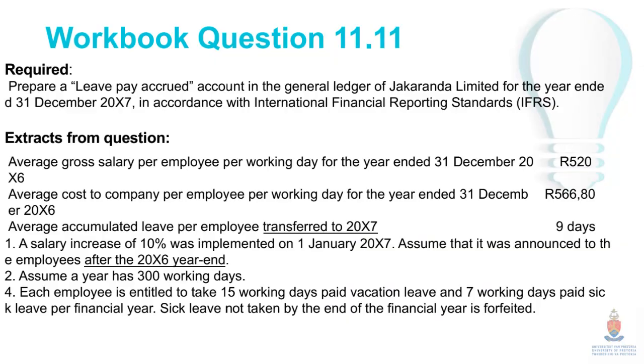Now we're going to look at B. If you look at the required for part B in your workbook, I didn't like the way it was worded. I thought it was a bit circular. So I've slightly reworded it, and this is sort of what you can expect to get in your test or exam. It basically says prepare the leave pay accrued account, or leave accrual account, in the general ledger of Jacaranda for the year ended 31 December 2017 in accordance with IFRS. Right, so that's the question. That's what they're trying to ask us.